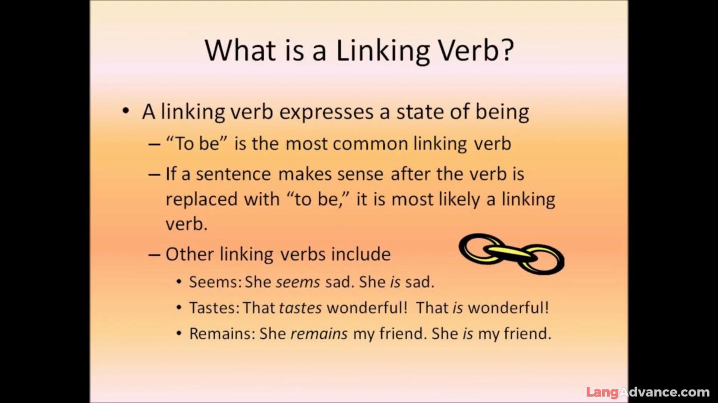If a sentence makes sense after the verb is replaced with to be, it's most likely a linking verb as well. So in addition to the to be verbs is, are, was, were, has been, and so on, other linking verbs could include seems, tastes, or remains. For example, she seems sad. She is sad would mean the same. That tastes wonderful. That is wonderful would mean the same. She remains my friend. She is my friend would mean the same.